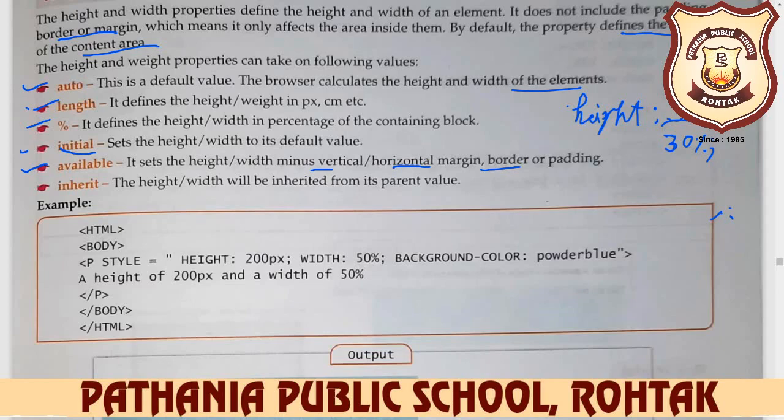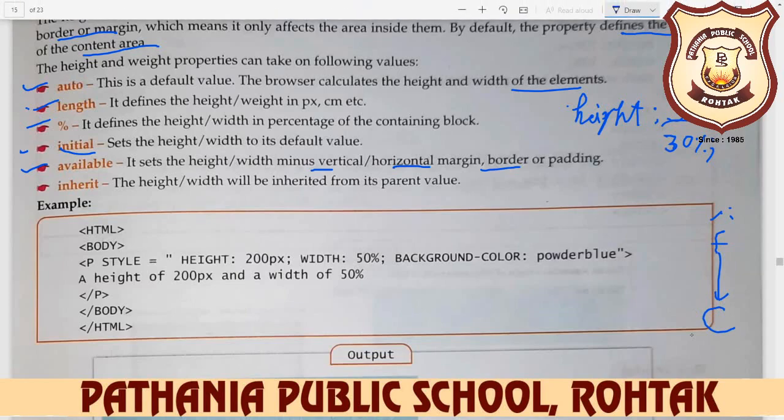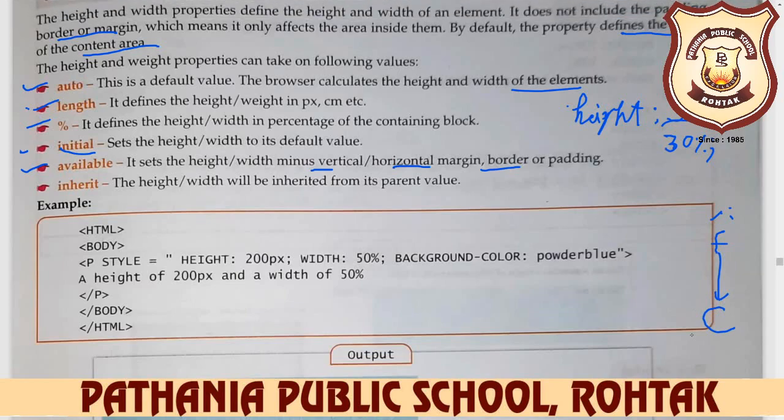Inherit. We already discussed in the previous class what inherit means, and I gave the example of father and child. When the father's property is inherited by the child, this means it is inherited. So when the property of one tag is transferred into another tag, this means it is inherited. So height and width will be inherited from the parent value. The value is always transferred from the parent to the child, not from the child to the parent.